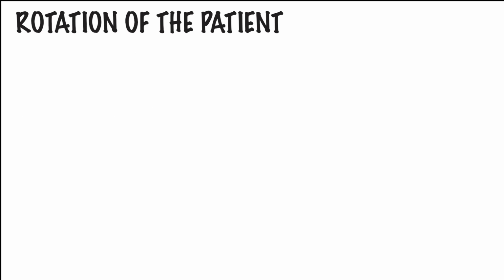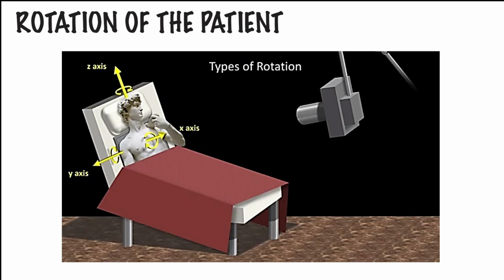In terms of rotation, the patient may be rotated along three axes: X, Y, and Z. Do note that these are not standardized terms and are only used in this video to make the explanation easier. Rotation along the x-axis is the easiest to spot. It has the least impact on technical quality of the film.